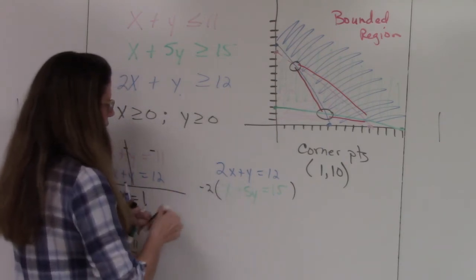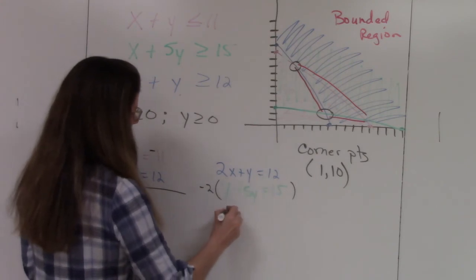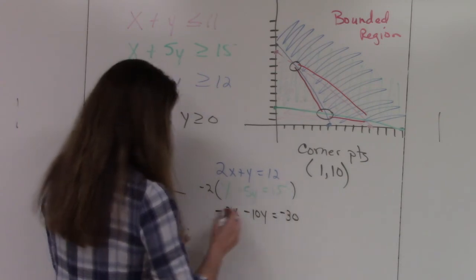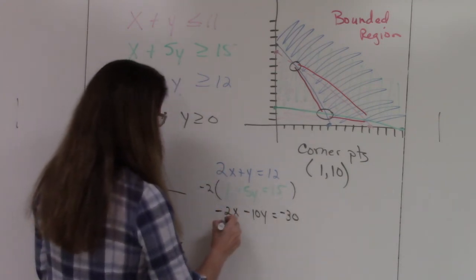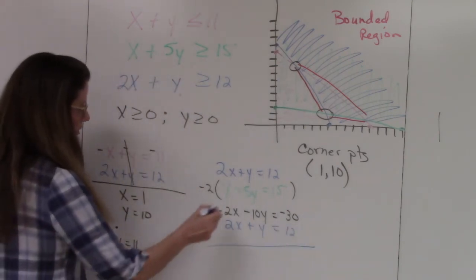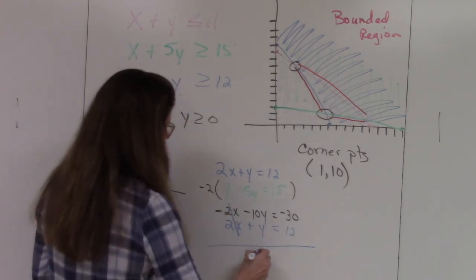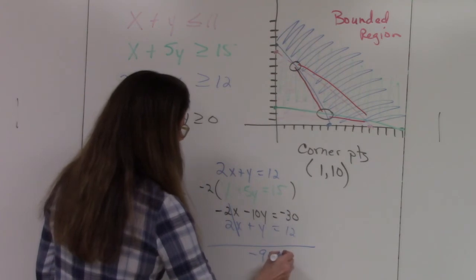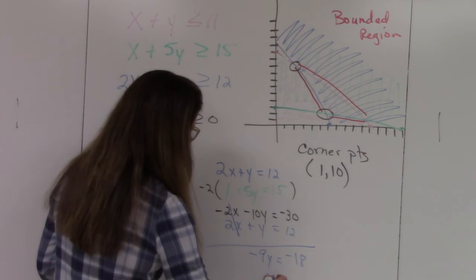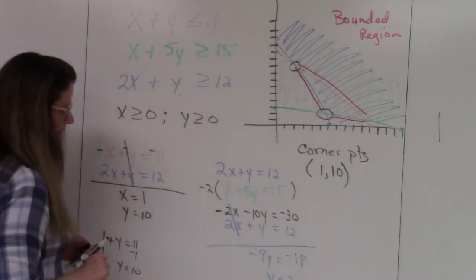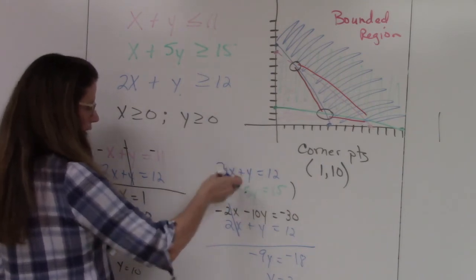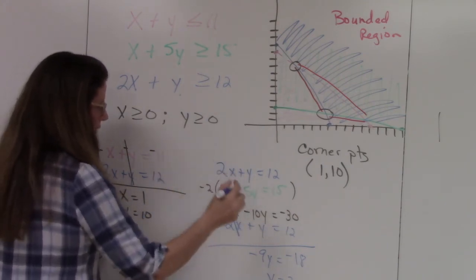Okay, so when I multiply through by a negative 2, I get negative 2x minus 10y equals negative 30. And then I still have my original blue line. And now I'm going to use elimination. So that goes away. I end up with negative 9y equals negative 18. So y equals 2. I just divide by negative 9. Plug it back into the original. Either one, doesn't matter which one. So I'm going to plug it back into here.